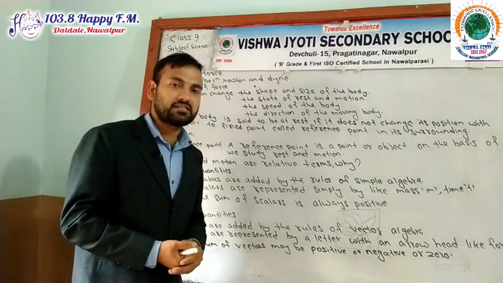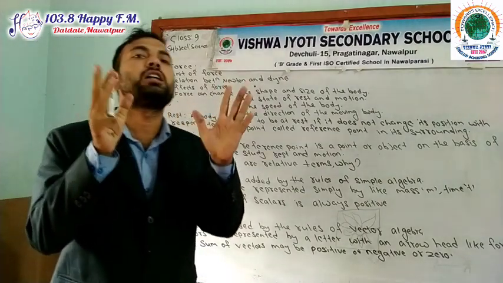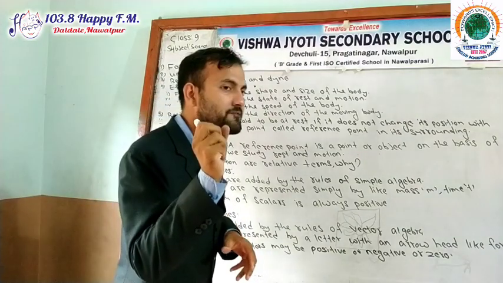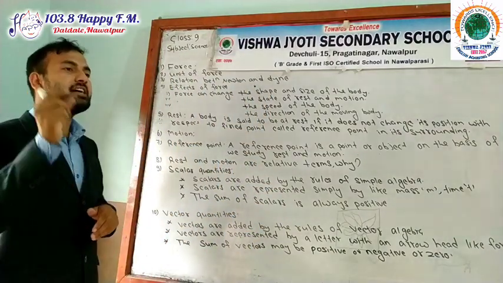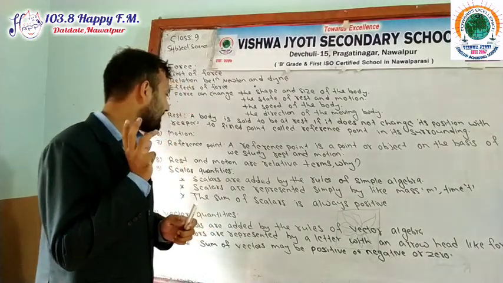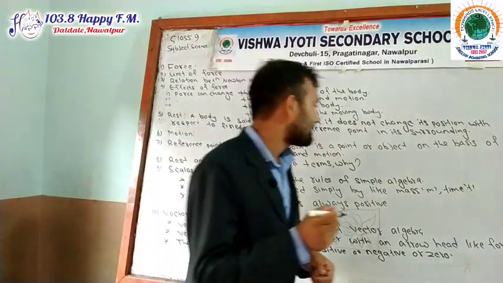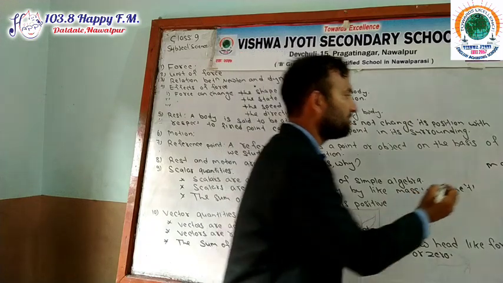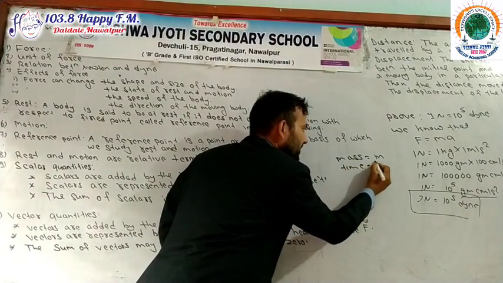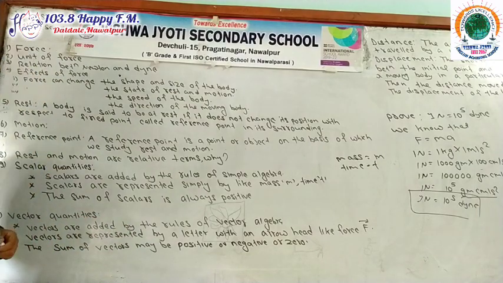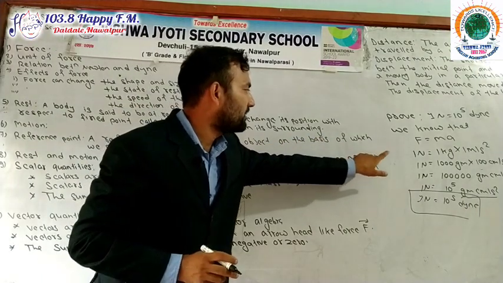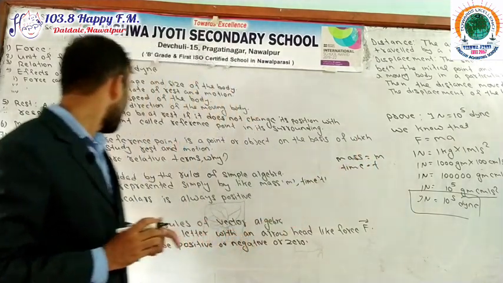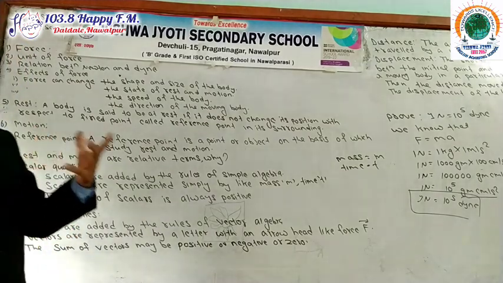Scalars are added by the rules of simple algebra. Scalars are represented simply by symbols, like mass, or time t. Scalars are represented simply by terms like mass equal to 10, time equal to 10. And the sum of scalars is always positive.